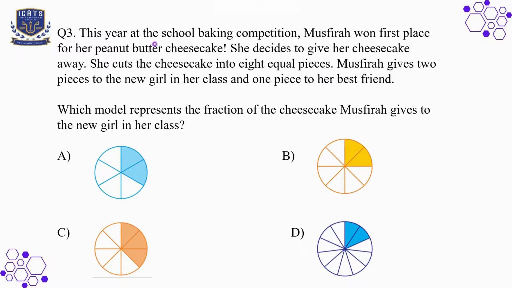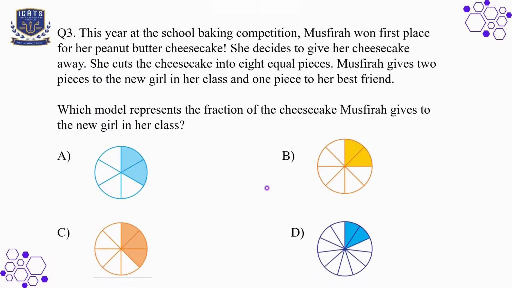Question number 3, this year at the school baking competition, Musfira won first place for her peanut butter cheesecake. She decides to give her cheesecake away. She cuts the cheesecake into 8 equal pieces. Musfira gives 2 pieces to the new girl in her class and 1 piece to her best friend. Which model represents the fraction of the cheesecake Musfira gives to the new girl in the class?